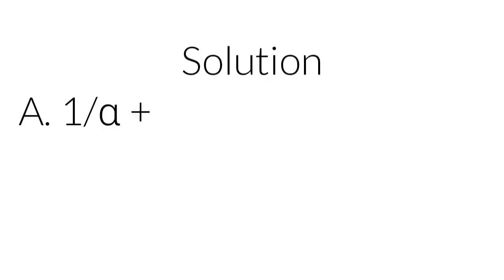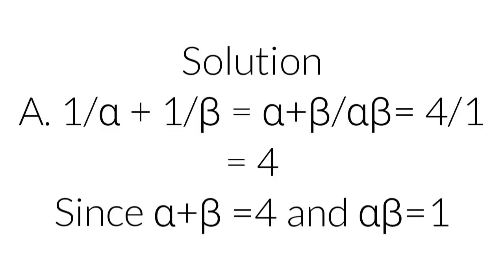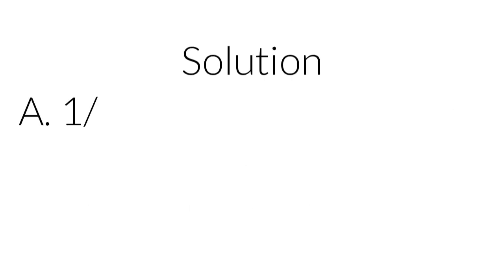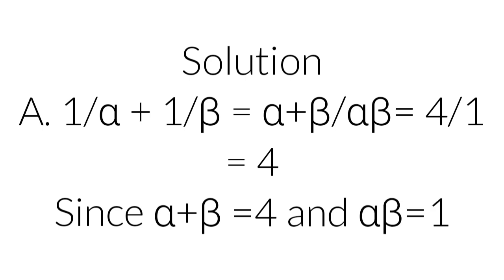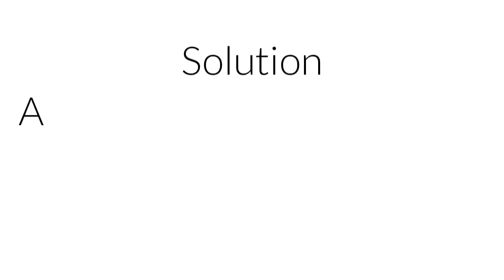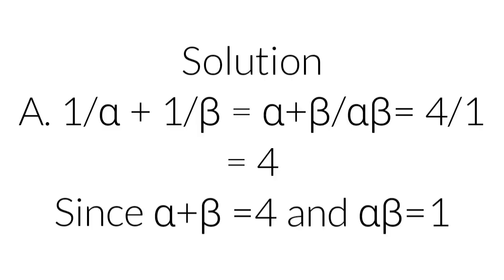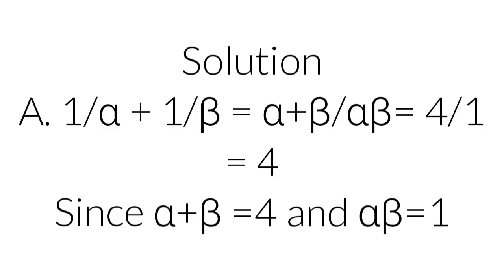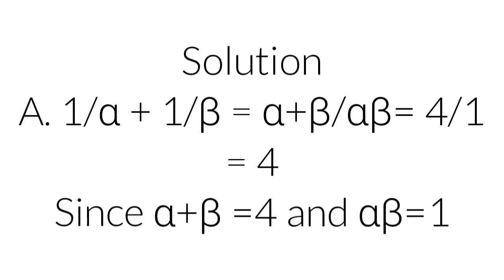Solution. We are given that alpha plus beta equals 4 and alpha times beta equals 1. Then, let us check each. 1 over alpha plus 1 over beta equals (alpha plus beta) over (alpha times beta), which equals 4 over 1, or 4. Therefore, multiple choice A is true.